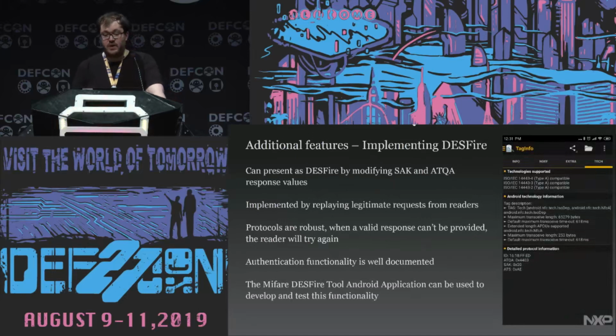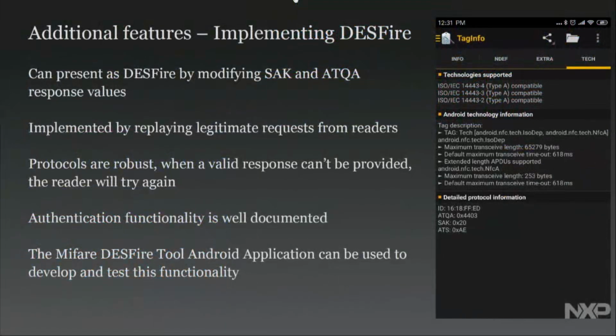I wanted to implement DESFire, which has been implemented on a few forked versions of Proxmark and Chameleon Mini, but not in the mainline versions as far as I know. Now, you can make the thing pretend to be one of these just by modifying the SAK and ATQA values that the tag would present and make sure the response values matched as needed.